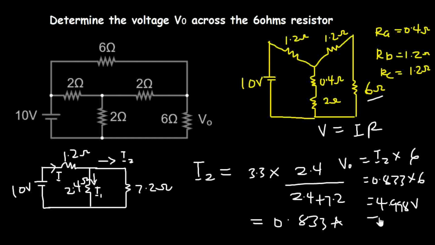4.998 volts. That would be equivalent to 5 volts. Therefore, the voltage across the 6 ohms resistor will be 5 volts. So this is how to apply the delta star transformation in solving a question. If you want to change from delta to star, you have a formula to use, and if you want to change from star to delta, you also have a formula to use. Please take note of that.